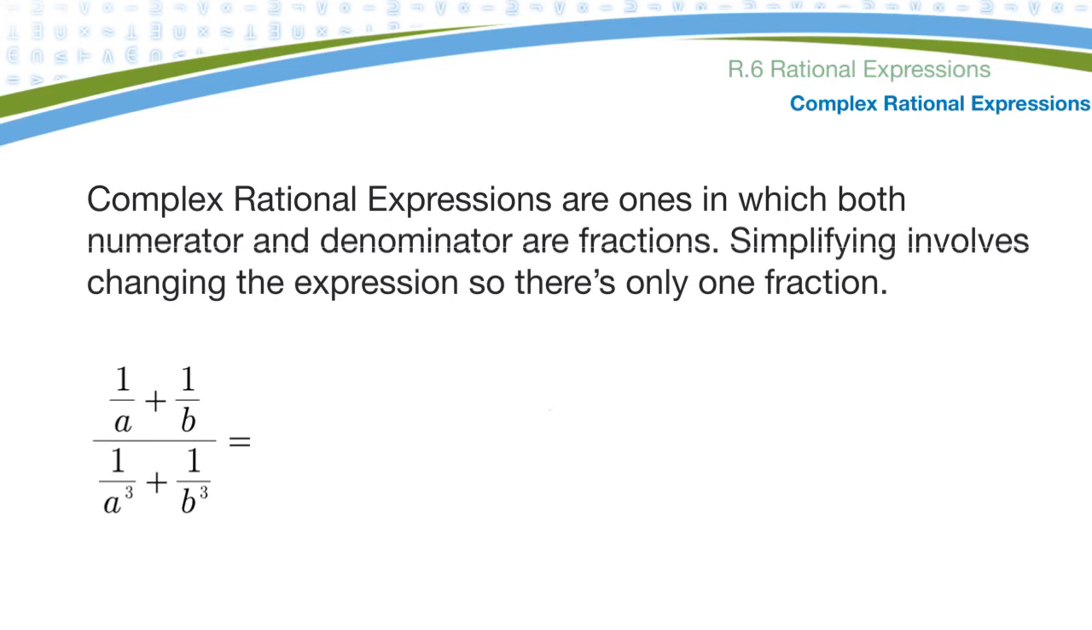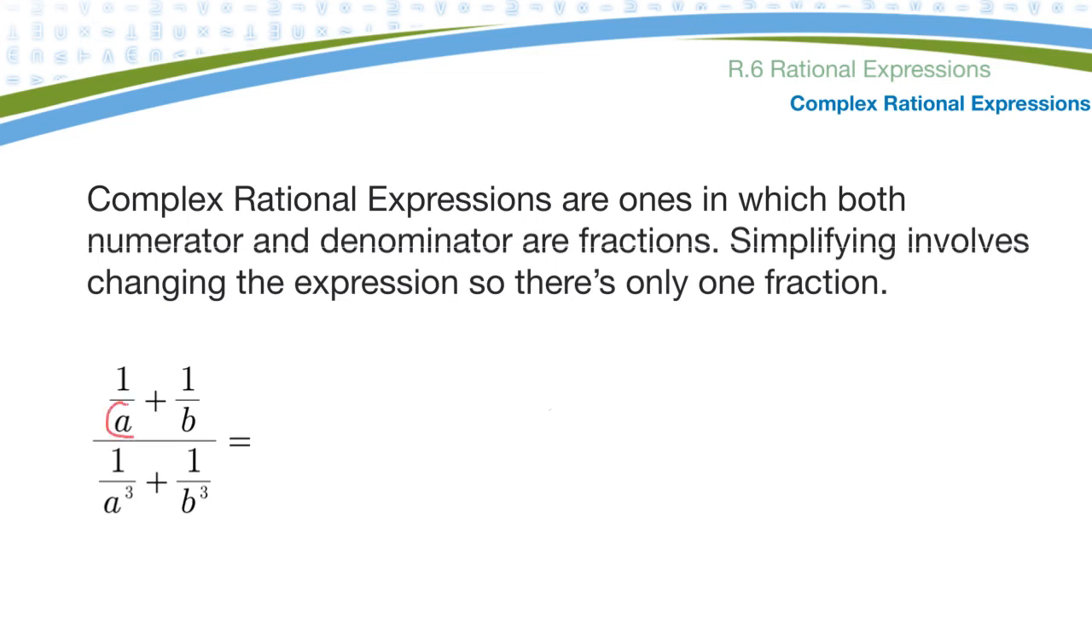Now, to simplify a complex rational expression a number of different ways, the way I've found is easiest is to multiply every term in the expression by the lowest common denominator.